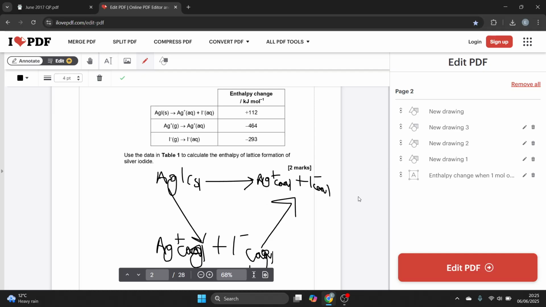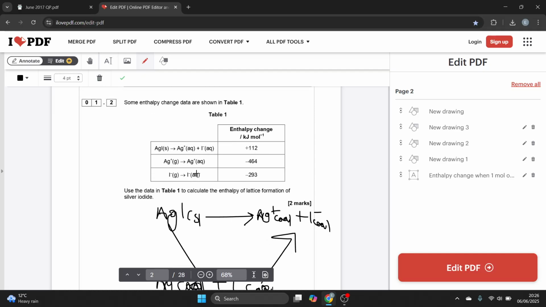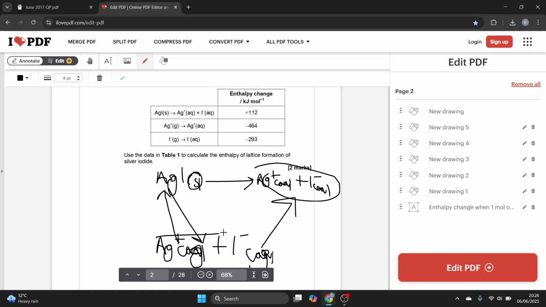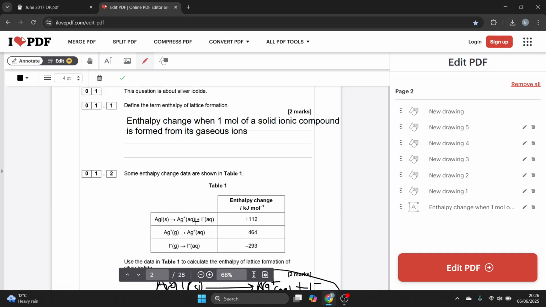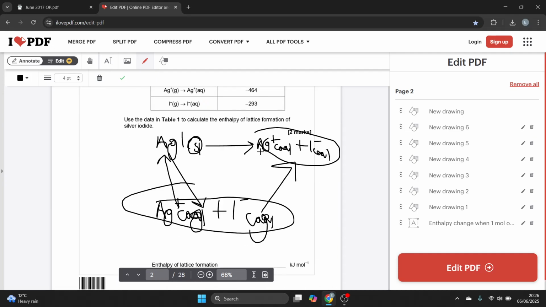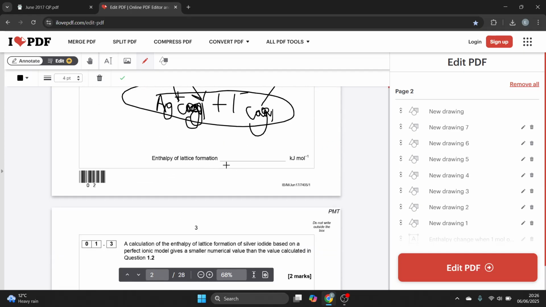That's how your normal Born-Haber cycle would look. This is the enthalpy of lattice dissociation because I'm dissociating the solid into its gaseous ions. So if I want to find the enthalpy of lattice formation, it's this arrow, forming from my gaseous ions. The enthalpy change when 1 mole of a solid ionic compound is formed from its gaseous ions. So you can see how you're using the definition to help you.